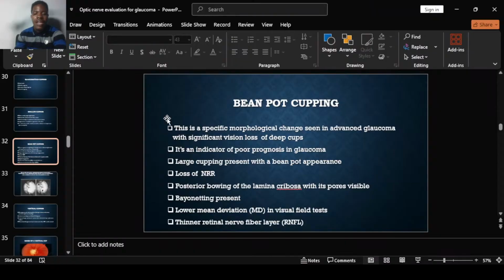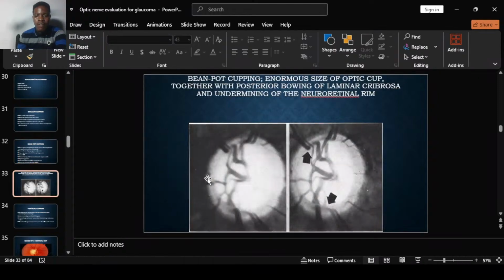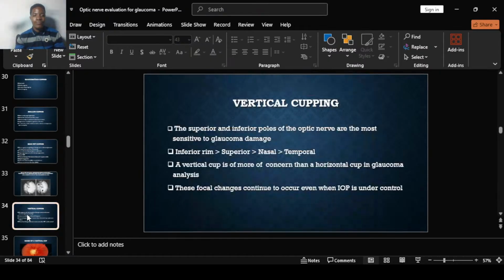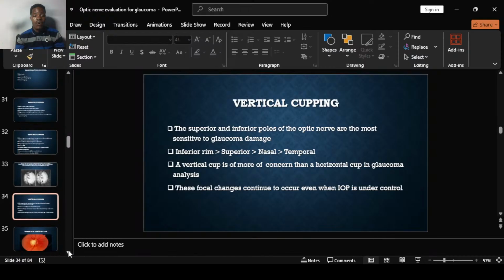There's also a loss of neuroretinal rim, and posterior bowing of the lamina cribrosa with the pores visible, and bayoneting is present. When you look at your CVF, you will see a lower mean deviation in the visual fields, and there are also thinner retinal nerve fiber layers. So this is an image of the beanpot cupping. You can note the enormous size of the optic cup together with the posterior bowing of the lamina cribrosa and undermining of the neuroretinal rim. You see the loss in neuroretinal rim here, and it appears as if the cup is bulging out.